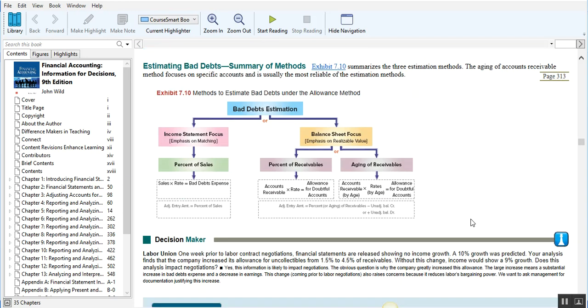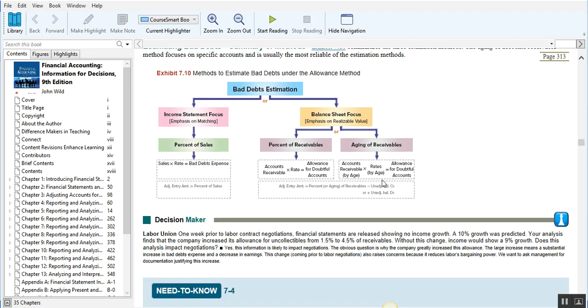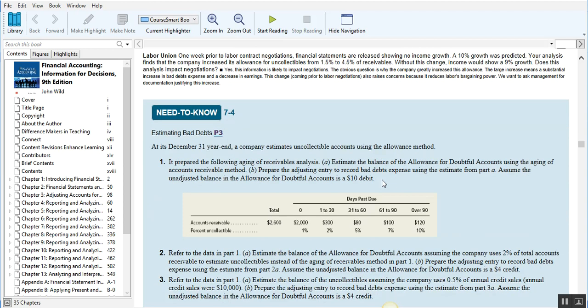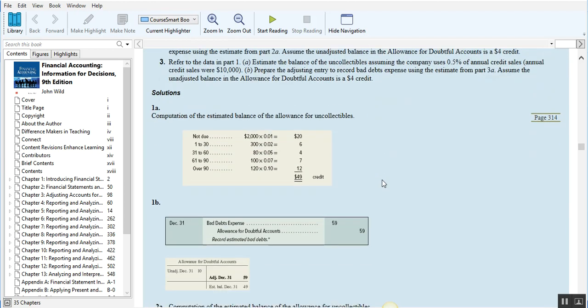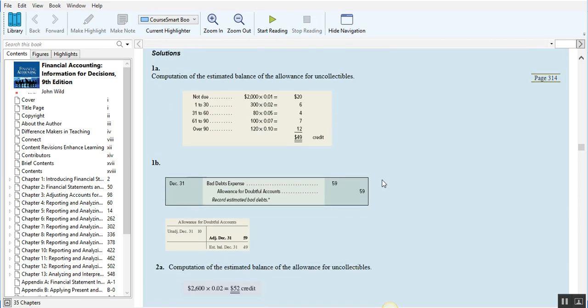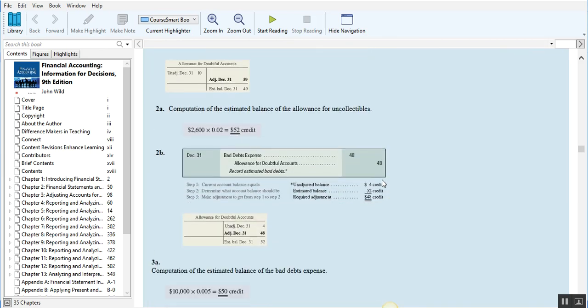Now this is a good mapping of the two methods. And if you look, the estimation based on income is an income statement focus and based on a percentage of sales. But if you look at the balance sheet side of things, you're doing the percent of receivables or the aging of receivables because you're looking at the entire receivables and estimating what their net value should be based on age. Here's a good example of calculating the allowances, or what the allowance account should be, and the adjustment that's needed to do that.